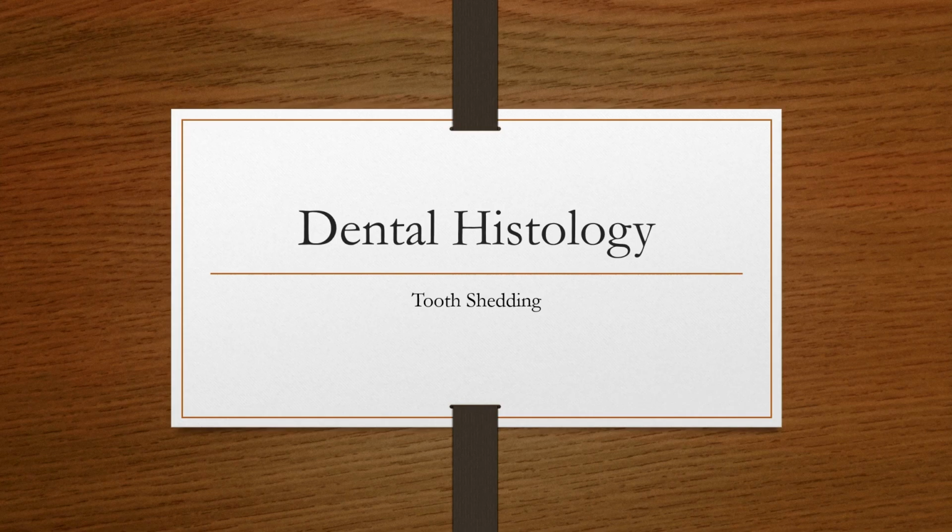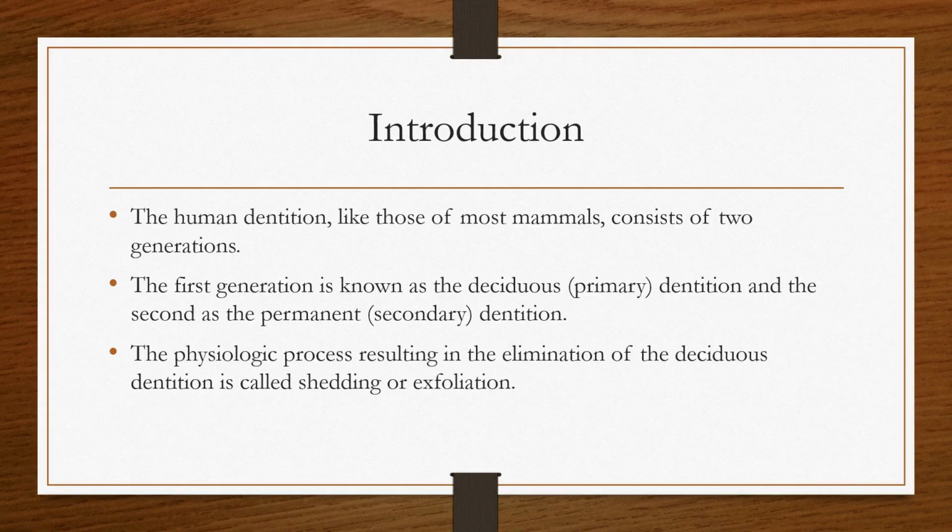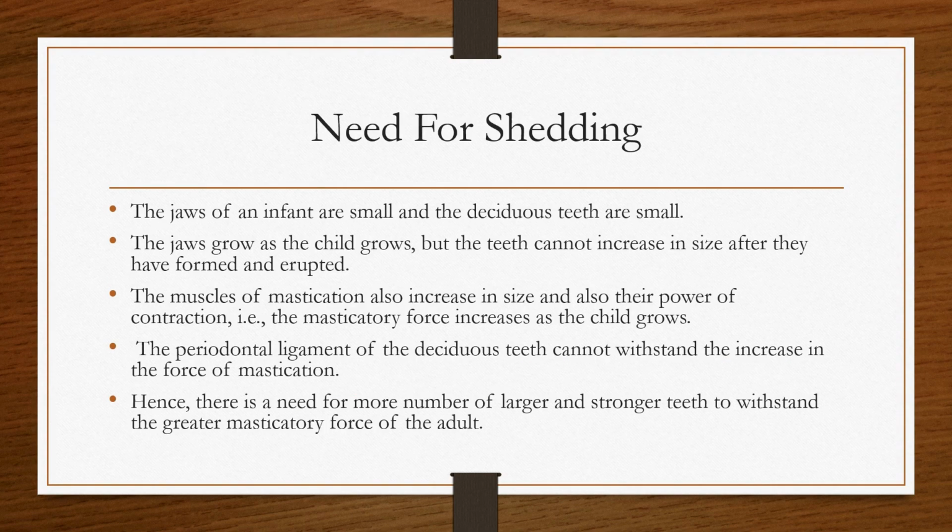Today, we will be learning about a process which we all go through in our transition from child age to a mature adult age. That is tooth shedding. So let's dive deep into it. It is a process which most mammals go through, and they have two generations of teeth. The first one is milk teeth, or the deciduous primary dentition, and the second one is permanent dentition, or the secondary one. It is a physiologic process that results in the elimination of deciduous dentition, or the milk teeth, called shedding or exfoliation. Why is there a need for shedding?